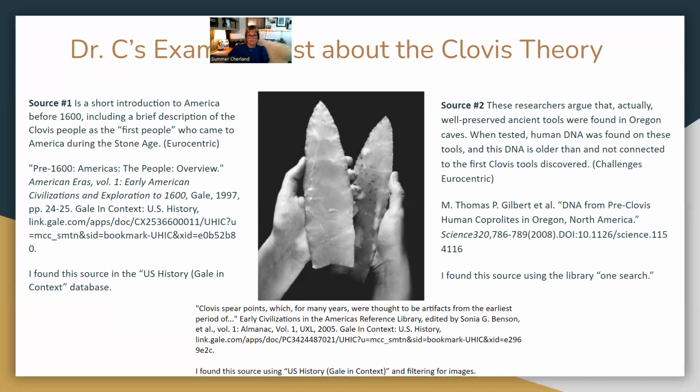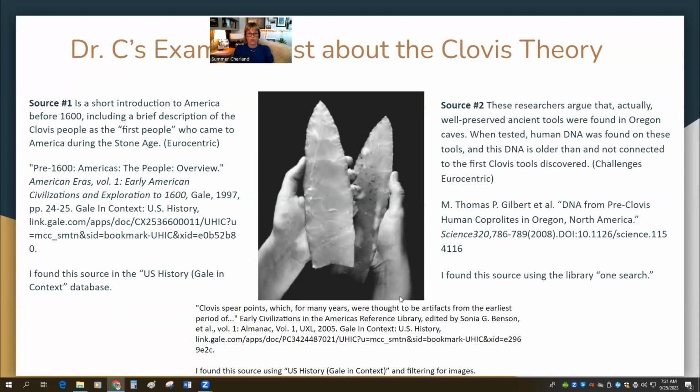And then finally, this is my image. All I did was embed the image in my slide, and I just copied and pasted the citation at the bottom. So this is the title of the image, and all of that information is included here. Clovis spear points, which for many years were thought to be artifacts from the earliest period of... And this is found in Early Civilizations in the Americas Reference Library. And here's your editor. And I found this source by, again, using US History Gale In Context, and I just filtered for images. If you need help, I actually have a tutorial video later on in the assignment, not in this lecture, but further below, you'll be able to see how I did this research in real time.